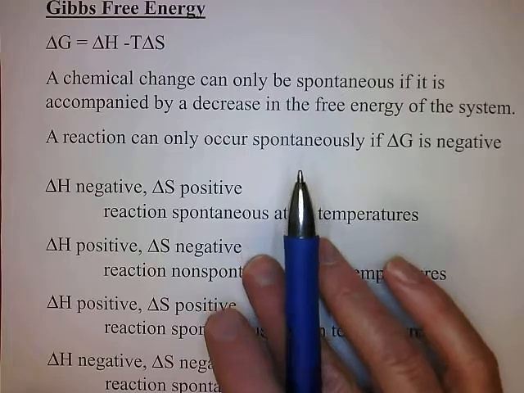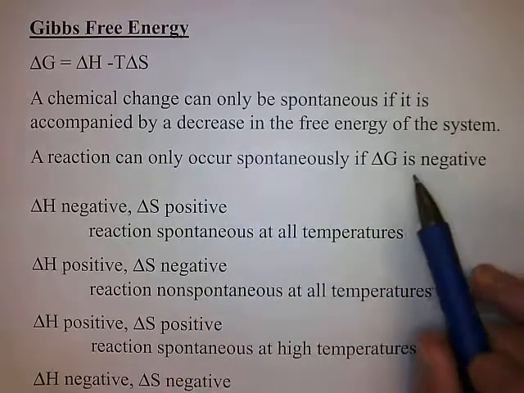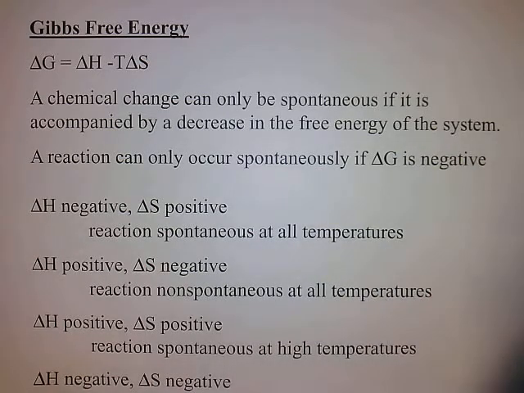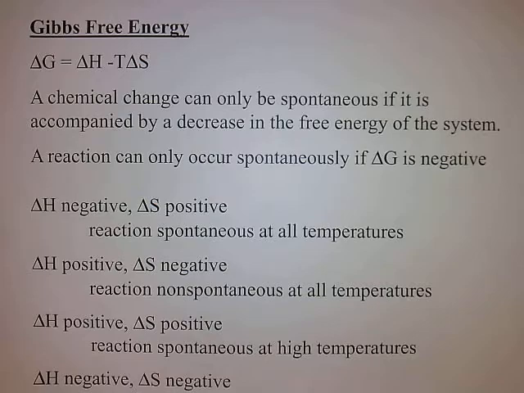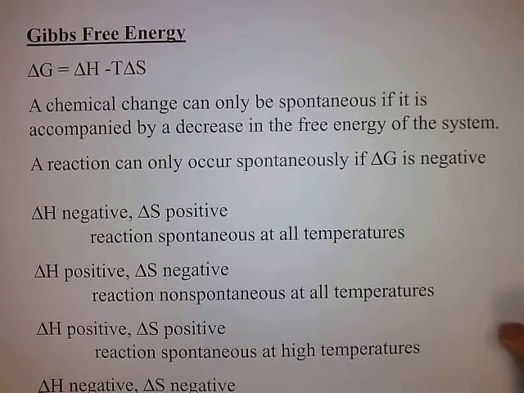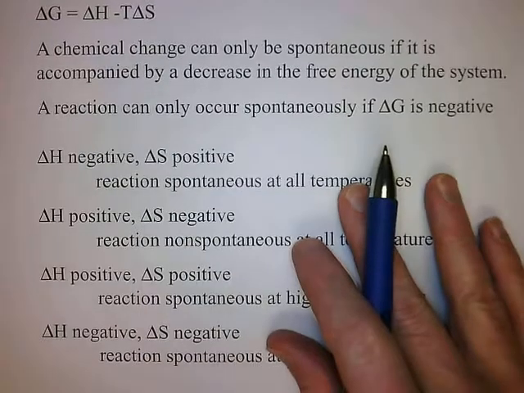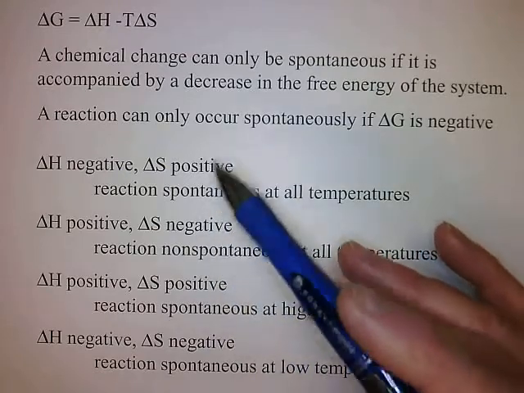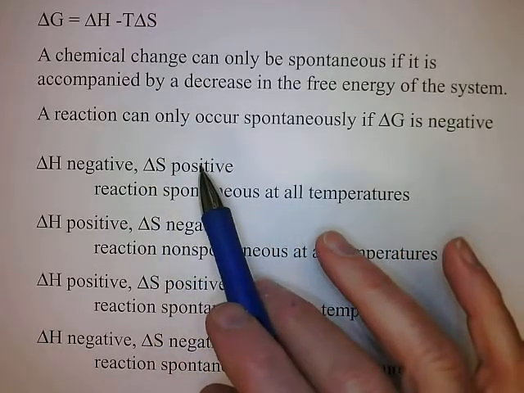So a chemical change can only be spontaneous if it is accompanied by a decrease in free energy of the system. In other words, only if delta G is negative. Okay? I'm sorry, if delta G is negative, the reaction will be spontaneous. If it's not negative, it will not be spontaneous. Okay? Which leads us to the idea then that depending upon the signs of the enthalpy change and the entropy change, we're going to have 4 possible cases. Okay? So our first case is if delta H is negative and delta S is positive.